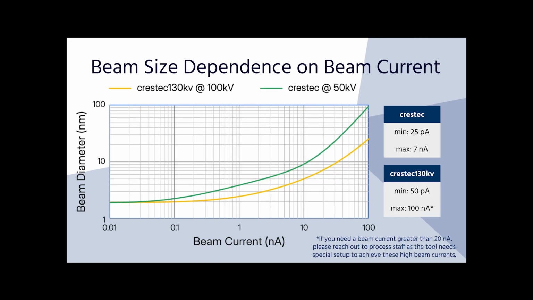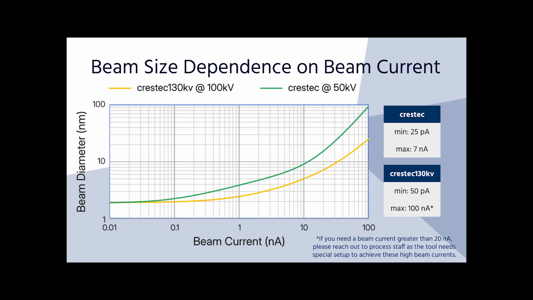The main consideration when thinking about beam current is that the diameter of the electron beam will depend on the current. Since electrons repel each other, a larger beam current will result in a larger beam diameter. The manufacturer has provided estimates for the beam diameter at beam currents ranging from 100 picoamps to 100 nanoamps for both the Crestec 130 kV tool at 100 kilovolts and the Crestec tool at 50 kilovolts.